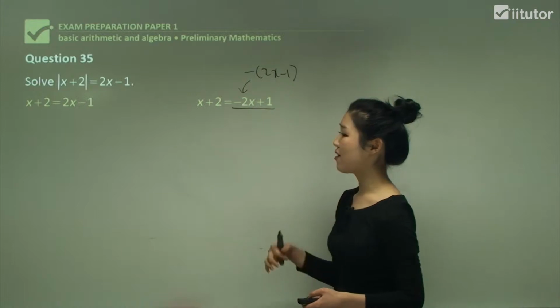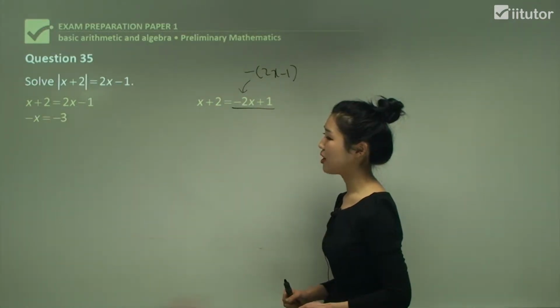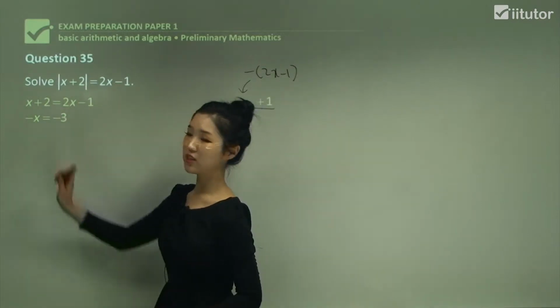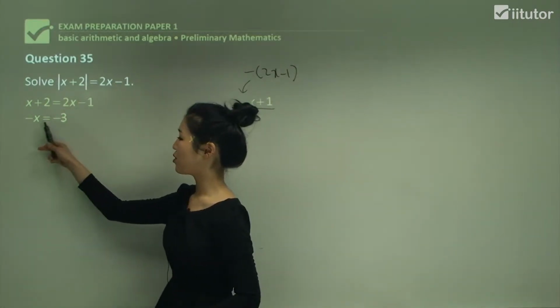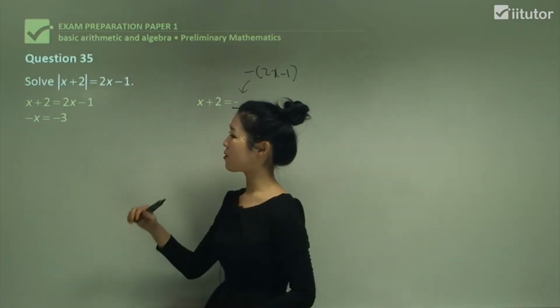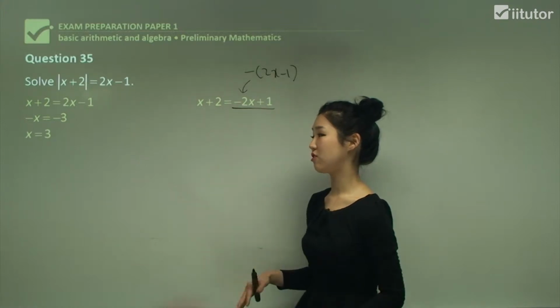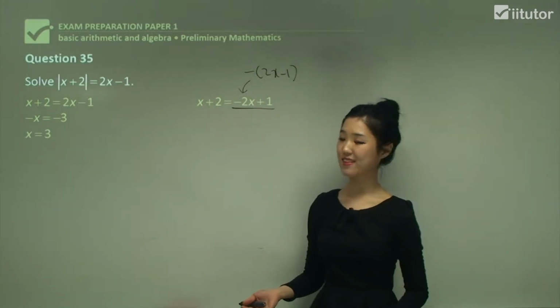So all I need to do now is solve them individually. So starting from over there, just gather your like terms. If I move 2x onto this side, I'll have x minus 2x, which is negative x, and move your 2 over to this side, so I have negative 1 minus 2, which is negative 3. So x is just positive 3. So that's how I get that.